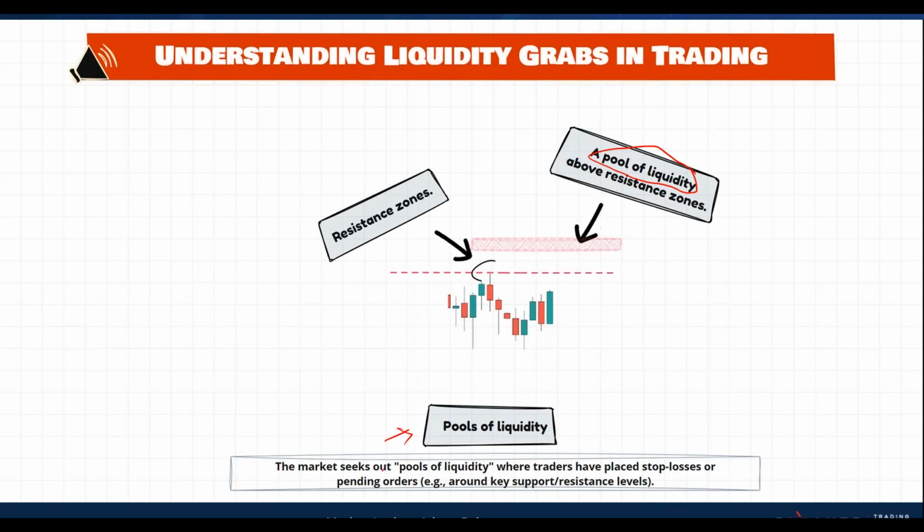The market seeks out pools of liquidity where traders have placed stop losses, SL. The guy over here who was short has placed his stop loss, or pending orders, for example, around a key support or resistance level. Some pending orders over here. Until now we have just read about this stop loss, the guy who has sold over here and has his stop loss over here.